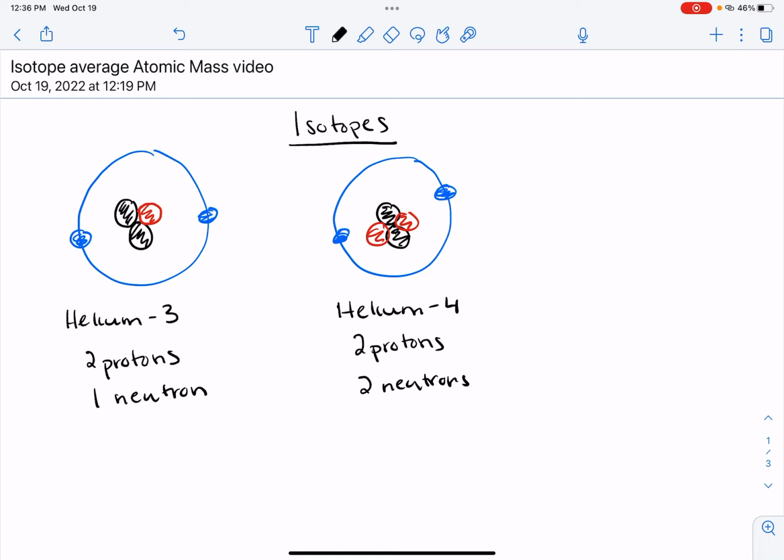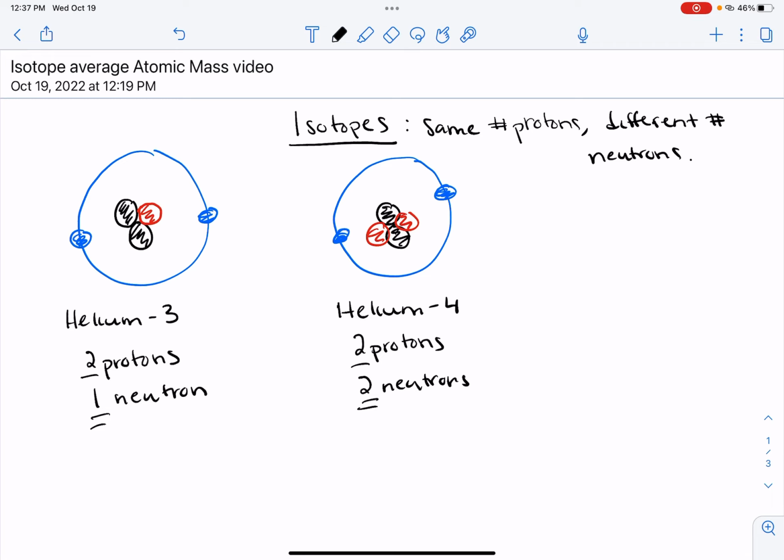Now, what an isotope is, it's two atoms that have the same number of protons but a different number of neutrons, okay? So isotopes have the same number of protons but a different number of neutrons. And since they have the same number of protons, the proton is what determines the element. So if they have the same number of protons, that means they're the same element. But notice that they're going to have different neutrons. So helium-3 and helium-4 are both isotopes of helium. They have the same number of protons, both of them have two, but they have a different number of neutrons.